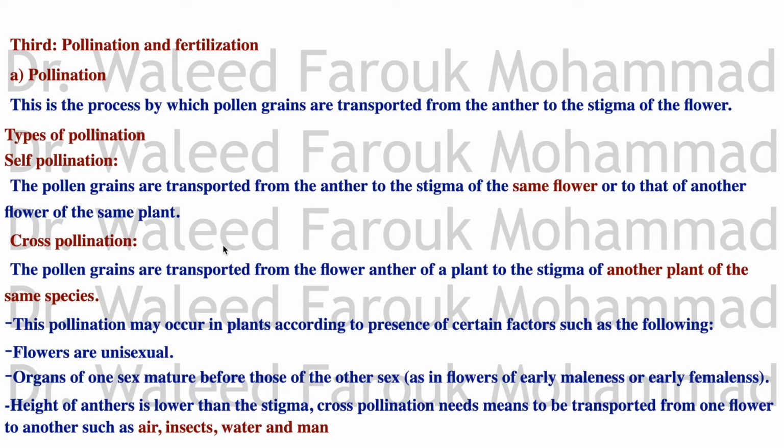Cross-pollination means being transported from one flower to another, and these means of transportation are air, insects, water, or even man. For air, of course, the pollen must be very light in weight. For insects, it must be rather rough to be able to stick to the insect's body. Or through water, or even through man, okay? Artificially through man.